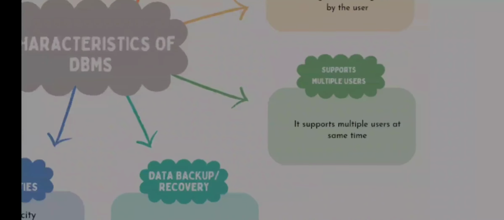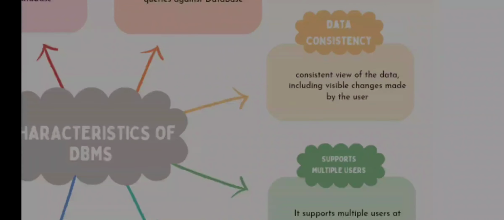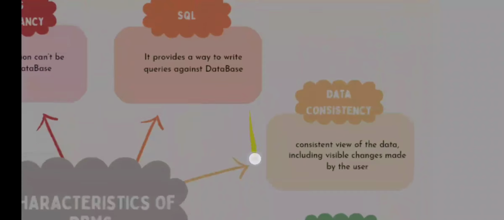The next is support for multiple users. We will see further the centralized database, where multiple users and multiple clients can use the database. The next is data consistency, which we have seen: a consistent view of data including visible changes made by the user. Whatever changes are made will be visible to the user, which is known as data consistency.